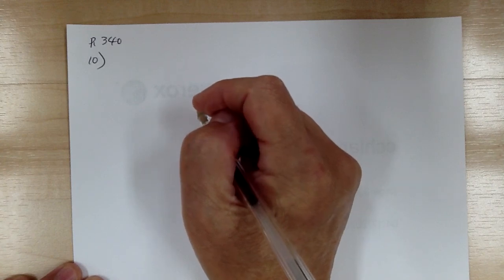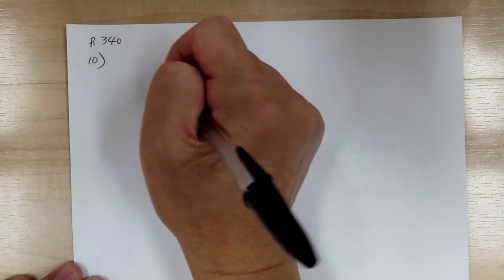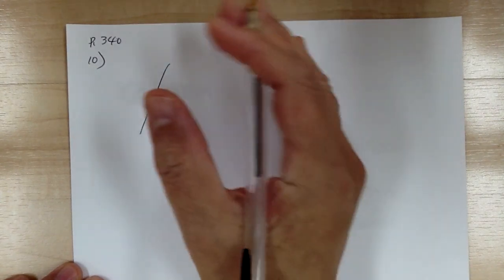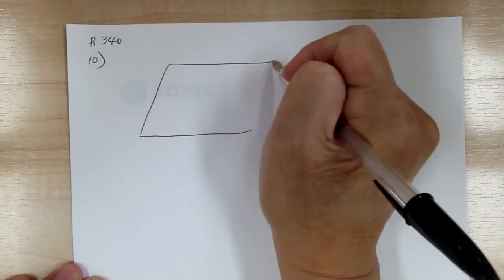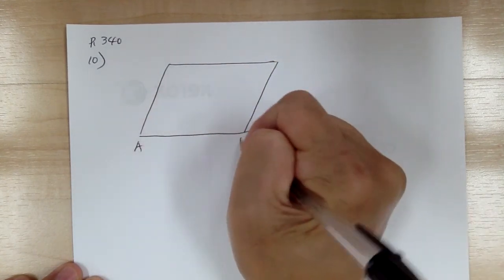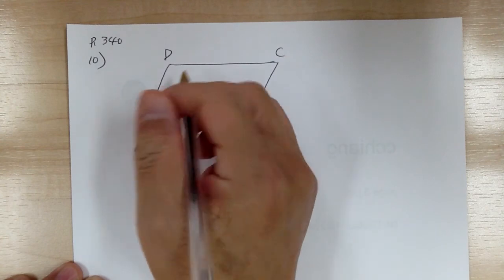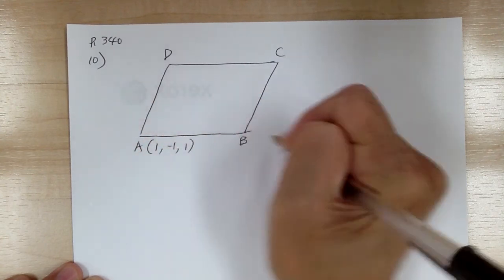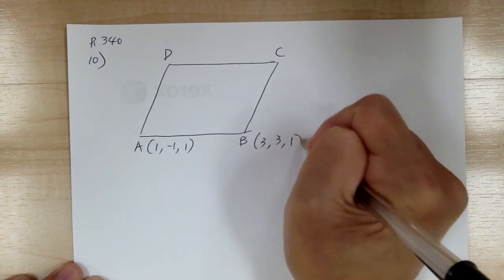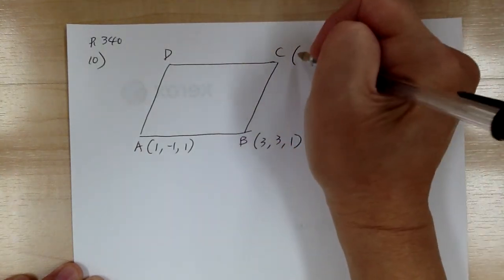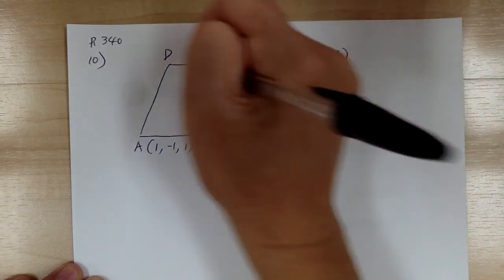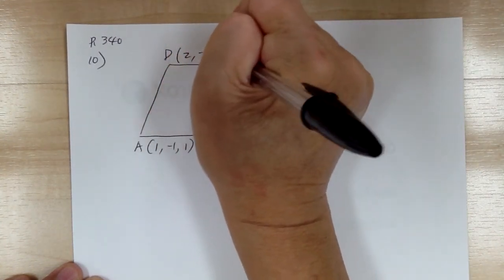Okay, let's go to number 10. Here, number 10, you are given 4 vertices of the parallelogram. Make sure you go counterclockwise. So here's your point A, B, C, D. So point A is 1, negative 1, 1. B is 3, 3, 1. C is 4, negative 1, 4. And D is 2, negative 5, 4.